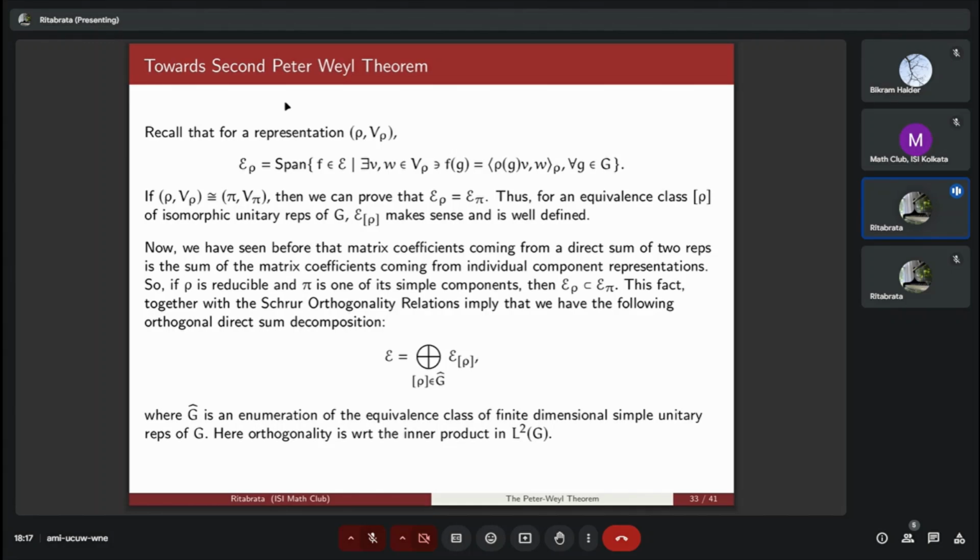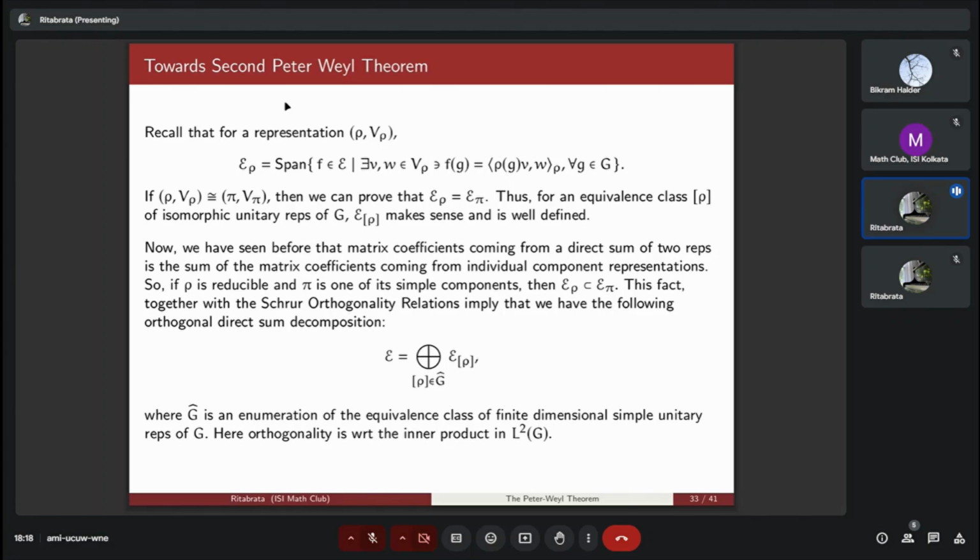We'll see that if rho and pi are isomorphic representations, then the matrix coefficients coming from rho and pi are exactly the same. So for an equivalence class of unitary representations, the matrix coefficients make sense and are well defined, because for any two isomorphic representations, the matrix coefficients are the same as spaces. Now we have seen from the Schur orthogonality relations that matrix coefficients coming from a sum of two representations come from the sum of the individual component representations.